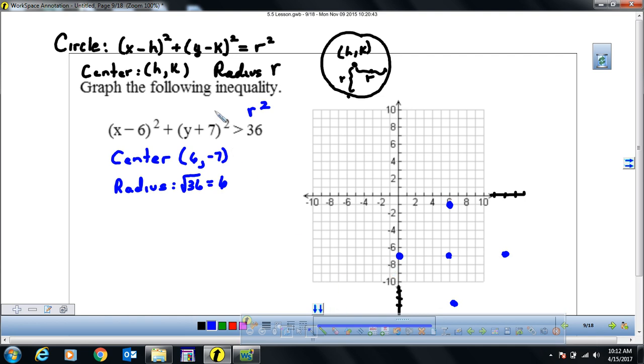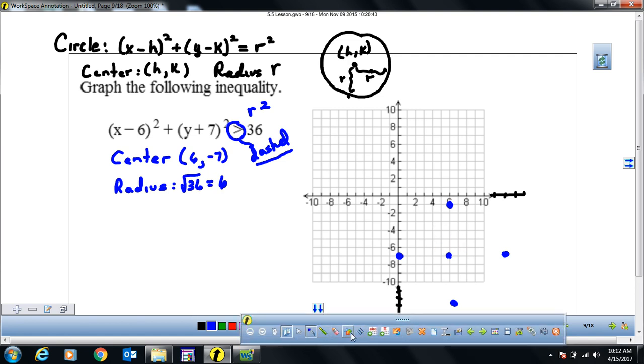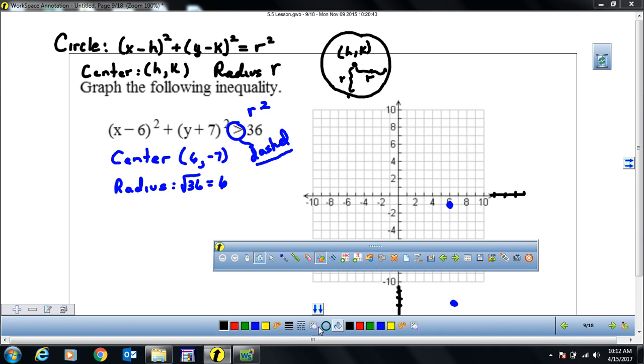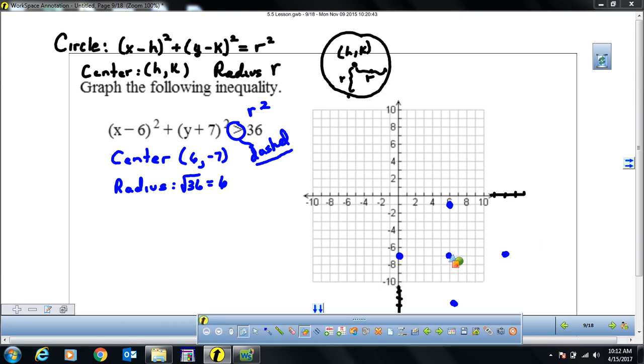Okay. Now you see that this one does not have an equal sign, so once again this one is a dashed graph. Dash means that the values on the graph will not be included because they will make the original inequality false. So we're going to make this a dashed circle. So this is what that one is going to look like.